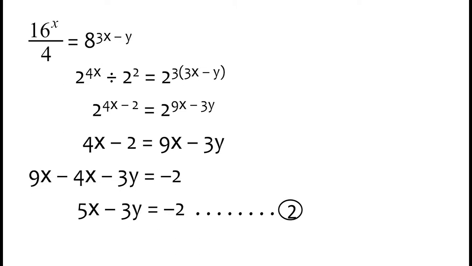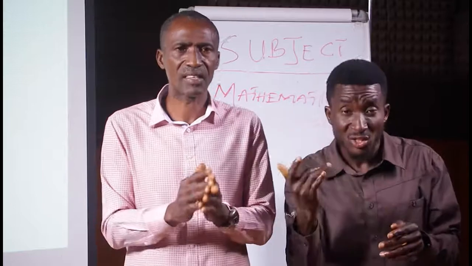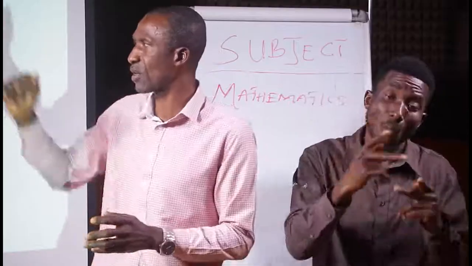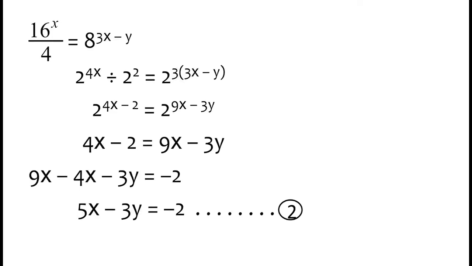So also, by considering the second equation, 16 to the power of x can be written in index form as 2 to the power of 4x, because 16 simply means 2 times 2 times 2 times 2, four times, to give you 16. So 16 to the power of x means 2 to the power of 4x. Divide by 4, and 4 can be written in index form as 2 to the power 2. Also coming to the right-hand side, 8 can be written in index form as 2 to the power of 3 into 3x minus y.